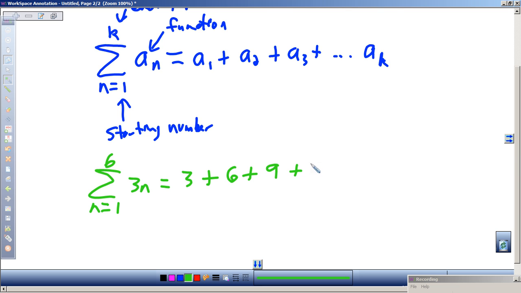Plus, plug in 4. Plus, plug in 5. Plus, plug in 6. Now, because we got to 6, that means we're going to stop at 6. So we plugged in every number from 1 until we got to 6. Now add them all together. So 3 plus 18 is 21, 21, 21, so 63. Okay, does that make sense what we did?